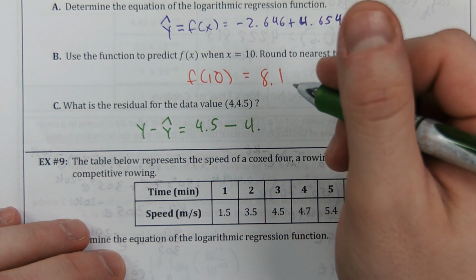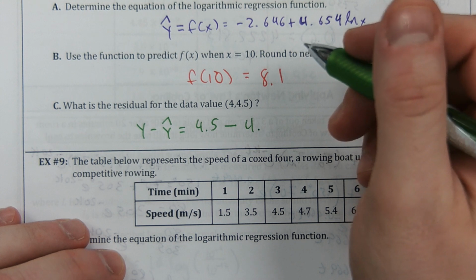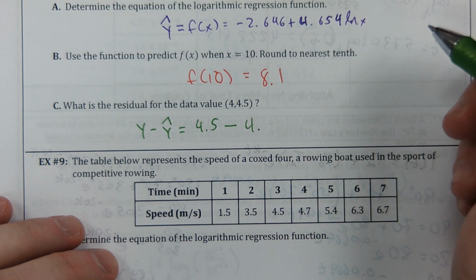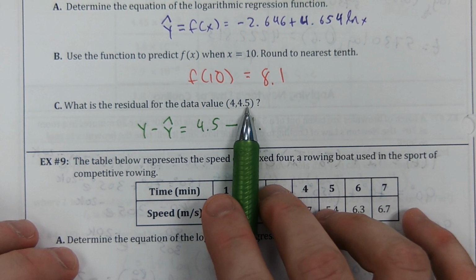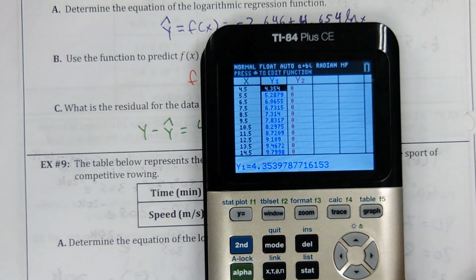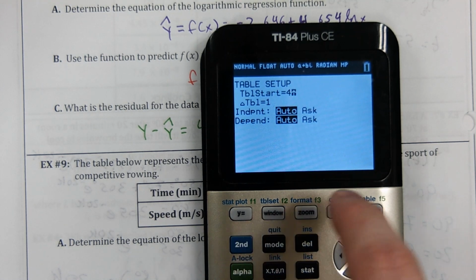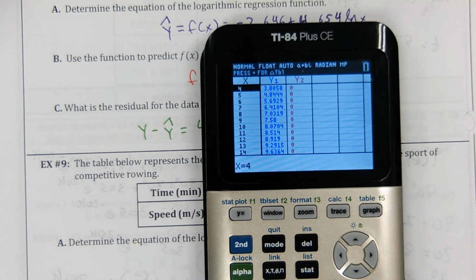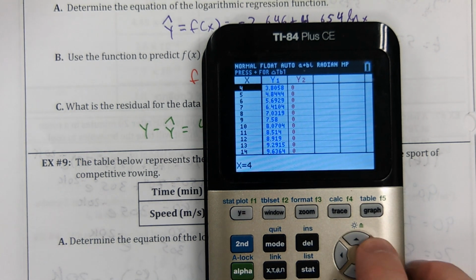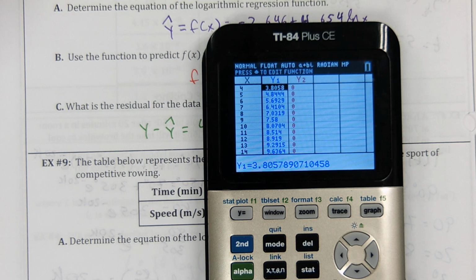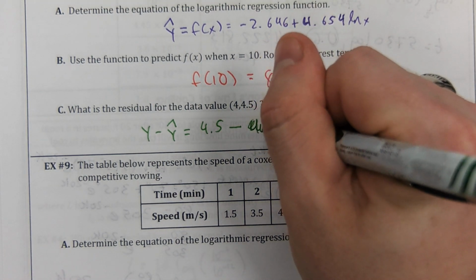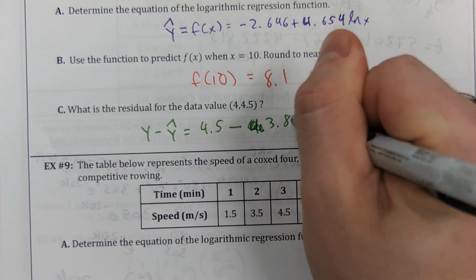Oh, crap. I plugged in the y value, not the x value. I'm sorry. I plugged in the y value, not the x value. There we go. Bless you. Sorry. I don't know why I did that. Anyway, there's the y hat. 3.806. So not even 4. 3.806. There we go.